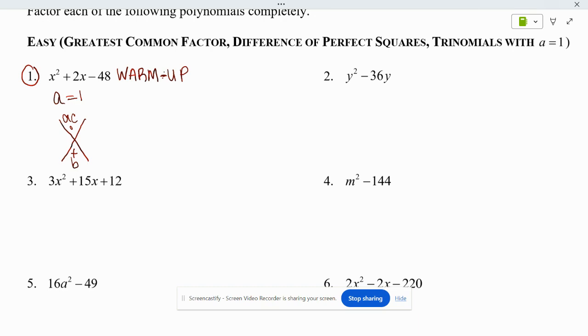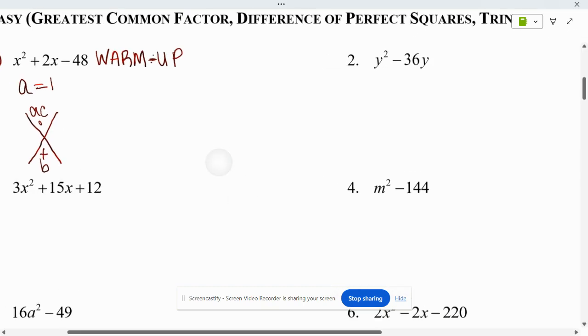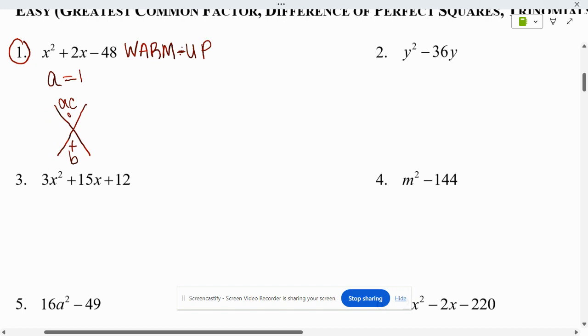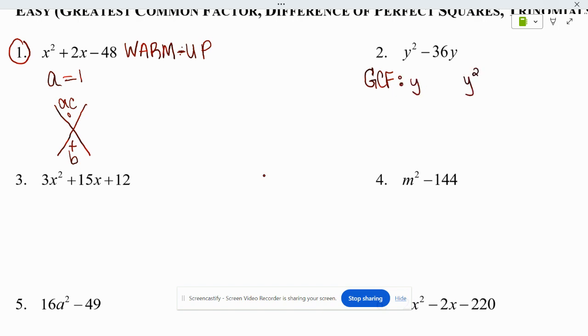What about example number 2? Do you see anything unique about number 2? It has a GCF. What is the GCF? Yeah, this has a GCF of y. So that means that I can take a y out of both terms. So I'm going to divide both terms by y. And when I do that, I have y on the outside.